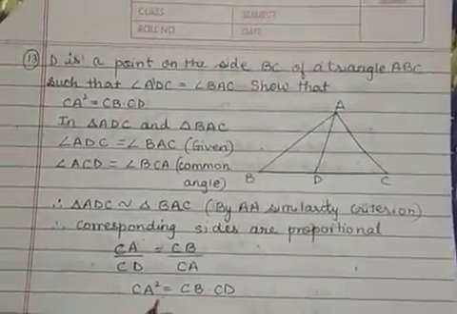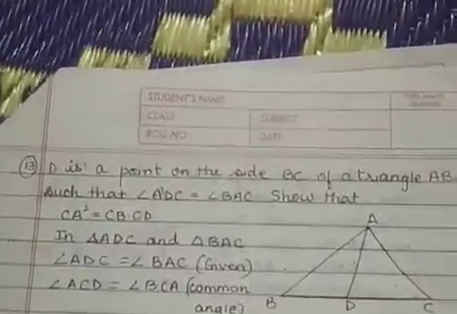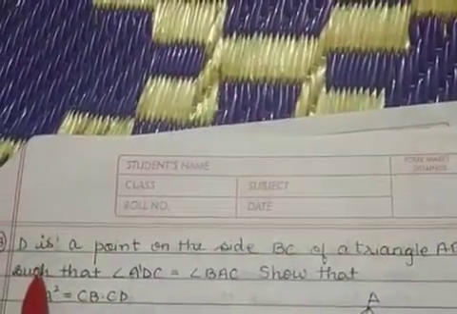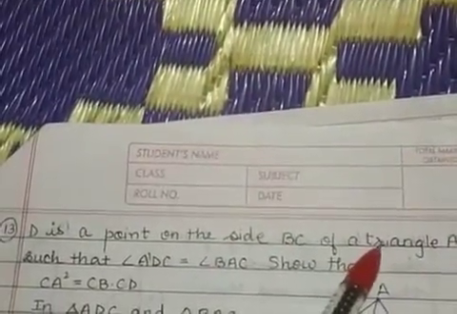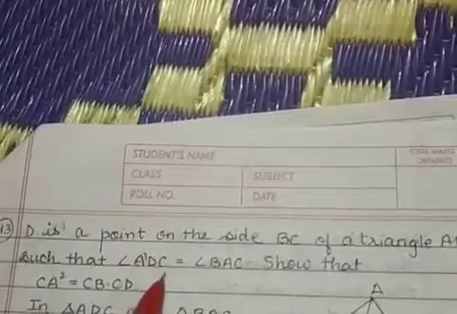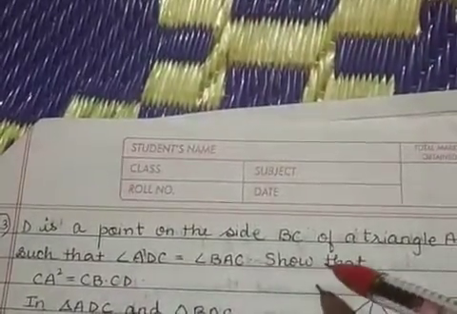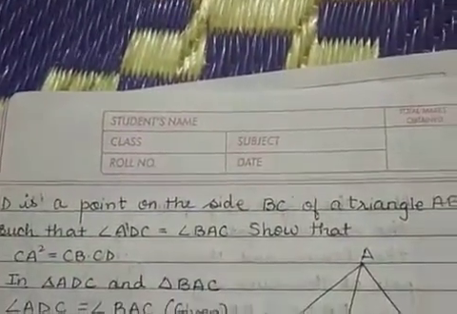Now let us solve the 13th problem. In the 13th problem, the figure is not given to you, and the question says D is a point on the side BC of a triangle ABC such that angle ADC is equal to angle BAC. Show that CA square is equal to CB into CD.